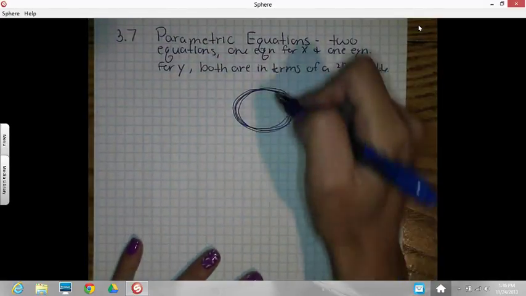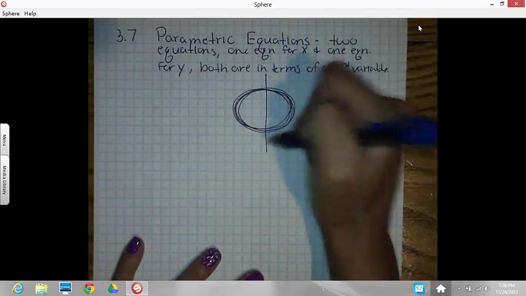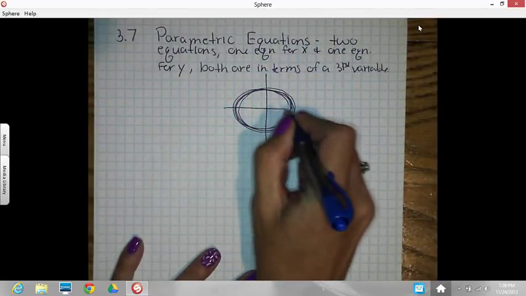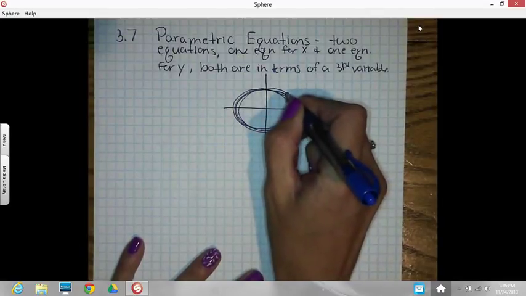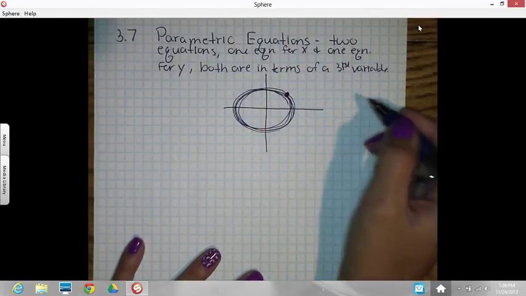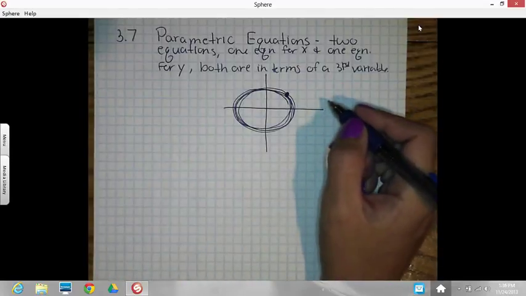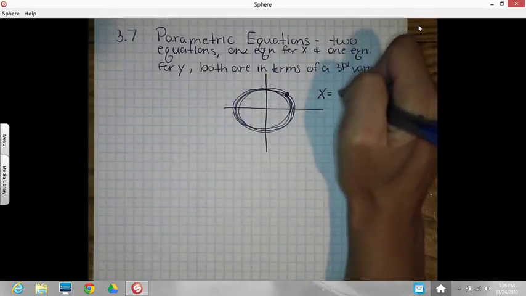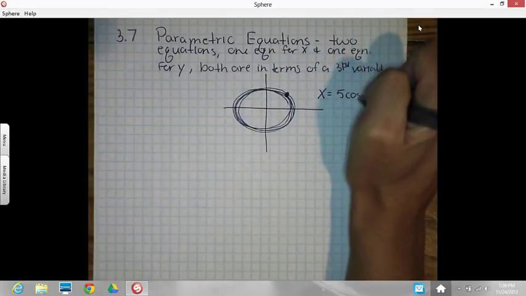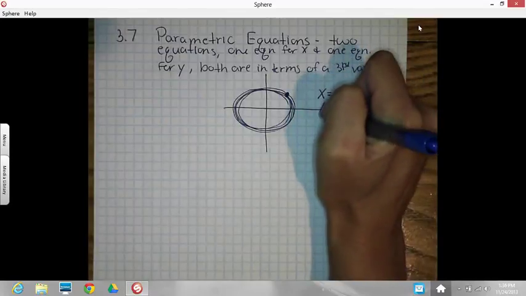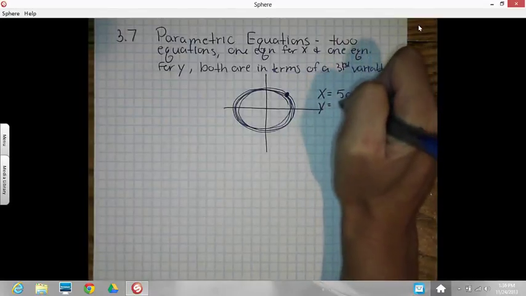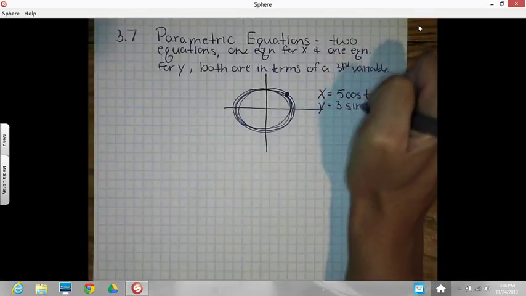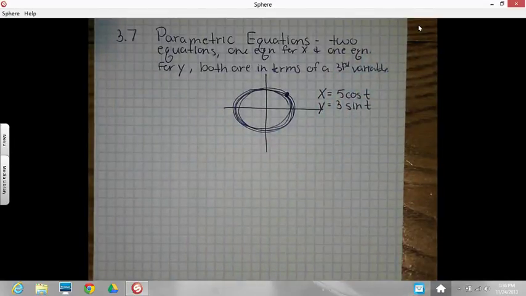What we can do is give a pair of equations that will give me the x-coordinate and the y-coordinate at a certain time. So for this one, let's say that the x part of each ordered pair is given by 5 cosine t, and the y part of the ordered pair is given by 3 sine t. This will make an ellipse. And again, coming up with those equations is not something you would have to do.